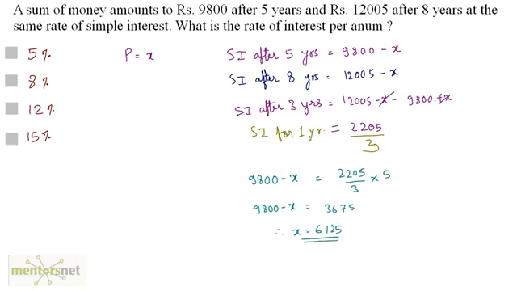So we've got the principal, we know the simple interest for 1 year, and we want to calculate the rate of interest. So simple interest is PNR upon 100. Simple interest for 1 year is 2205 by 3, equal to principal 6125, N is obviously 1, R is what we have to find, upon 100. So if you solve all of this, you'll get the rate of interest as 12%. So the answer is option C.